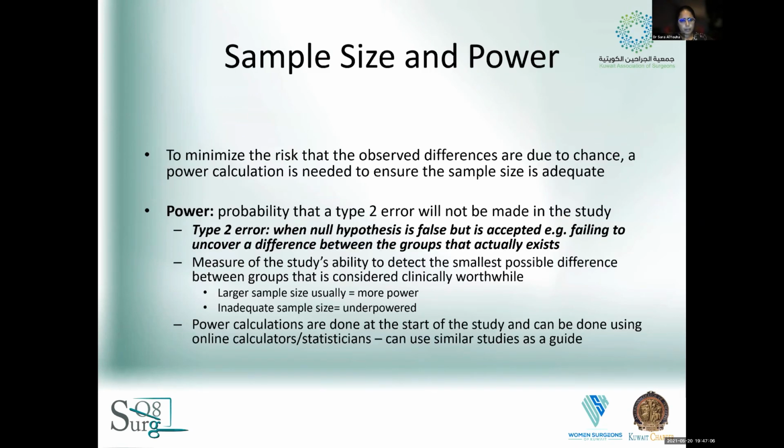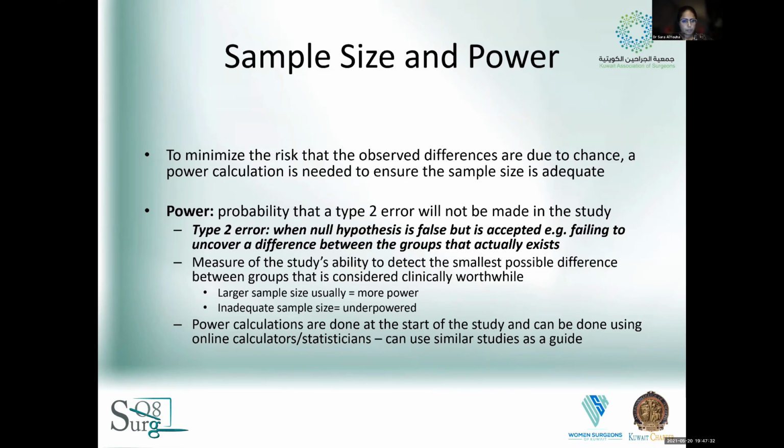So this all comes down to doing what's called a power calculation, okay? And the aim of this is to minimize the risk that the observed differences between your two groups are due to chance, okay? So you need a power calculation, which is a statistical tool, to ensure your sample size is correct. And you need to do this for any study design you're doing, okay? Not just RCTs.